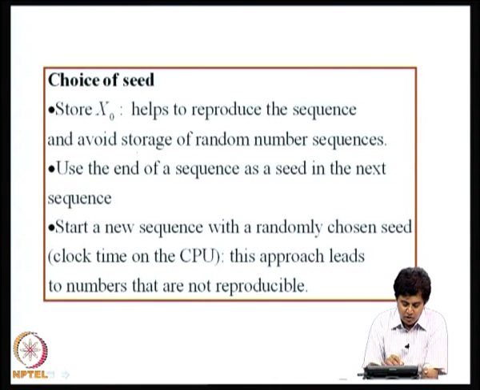Now, if you want to prolong the sequence, you have generated 10,000, you need 10 more thousand random numbers, you can use the last number in your first sequence as a seed for the next one, so that you continue with the same sequence. Or you can start a new sequence with a randomly chosen seed, for example, clock time on the CPU or some other numbers, but this approach leads to numbers that are not reproducible. If you do not specify a seed yourself, you cannot reproduce the sequence of random numbers.